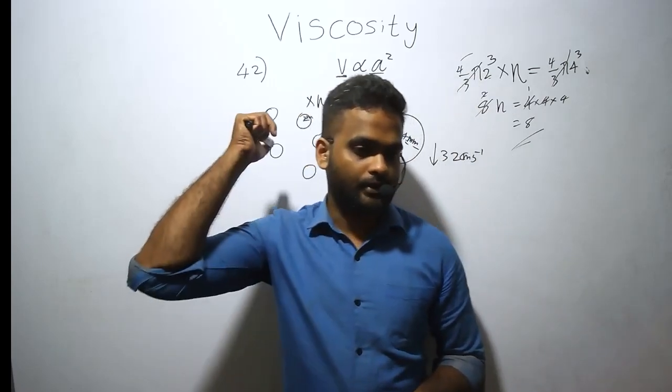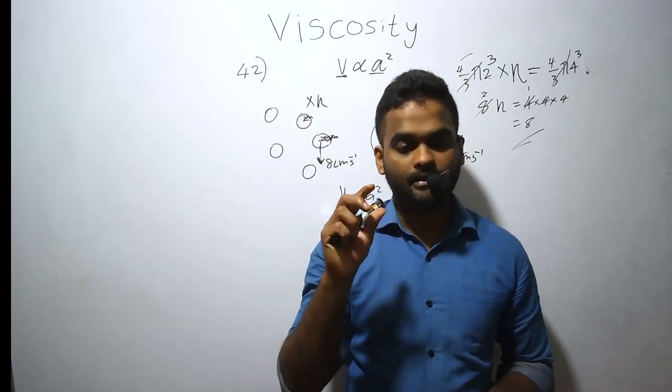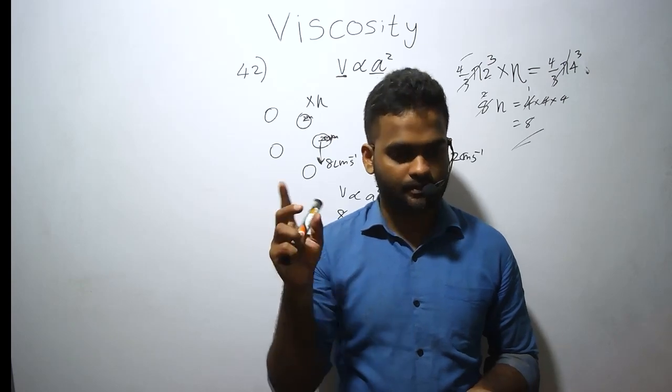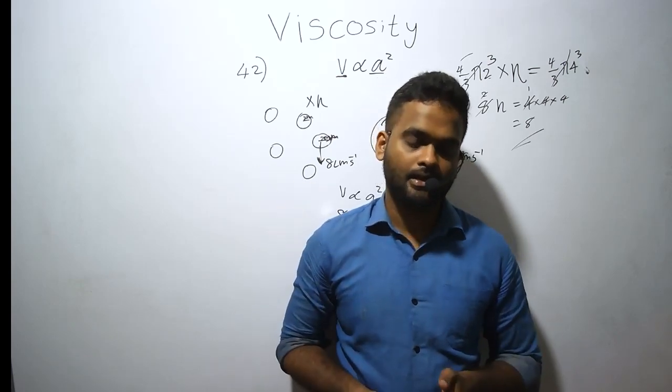Okay, so when you get a question like this, you just have to add the volumes, right? Not the radius or the areas. Those cannot be added, right?